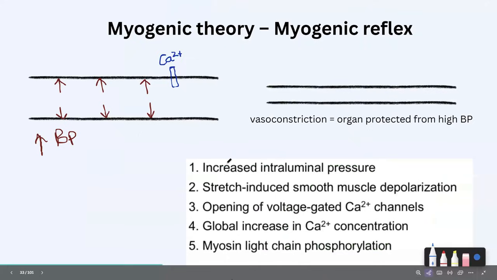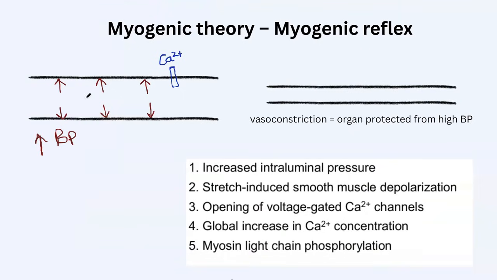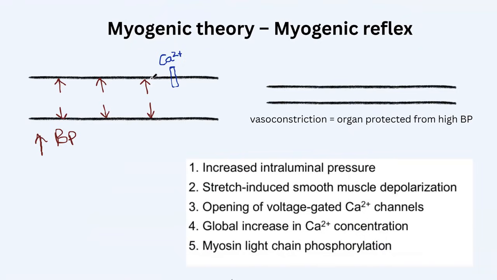Next, this is the myogenic reflex in detail. So you have increased intraluminal pressure. So you can see increased BP here. Stretch-induced smooth muscle depolarization. So stretch is going to cause depolarization. It's going to open voltage-gated calcium channels. And then MLCP phosphorylation, that's going to cause contraction. So basically, all that means is that increased BP, arterioles are going to stretch, depolarization, constrict. So it's going to cause vasoconstriction, and the organ is protected from the high BP.